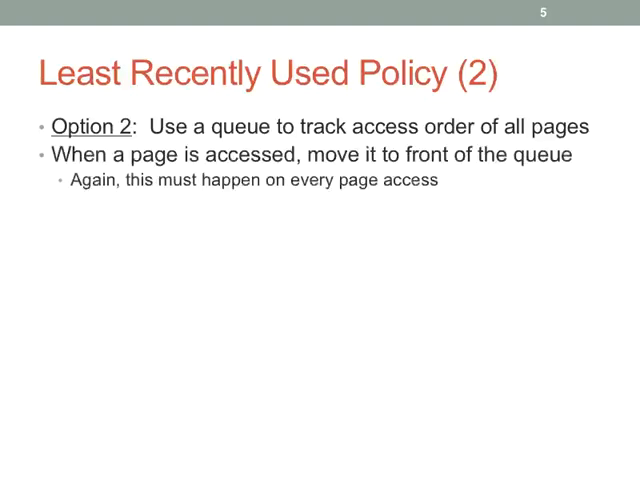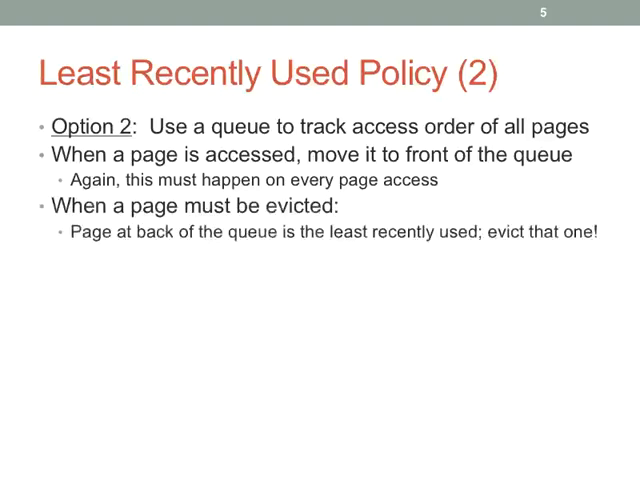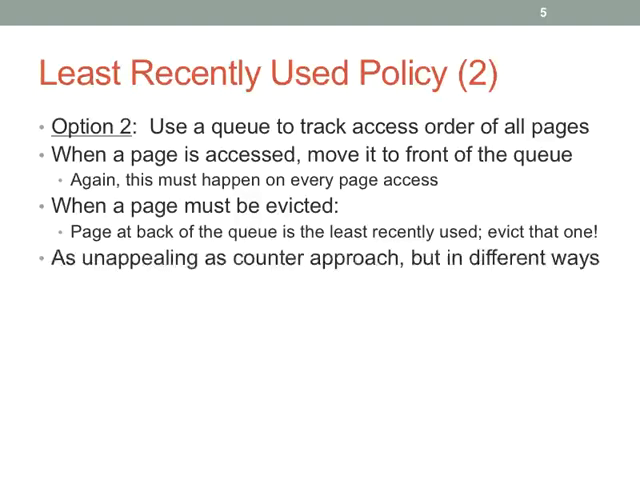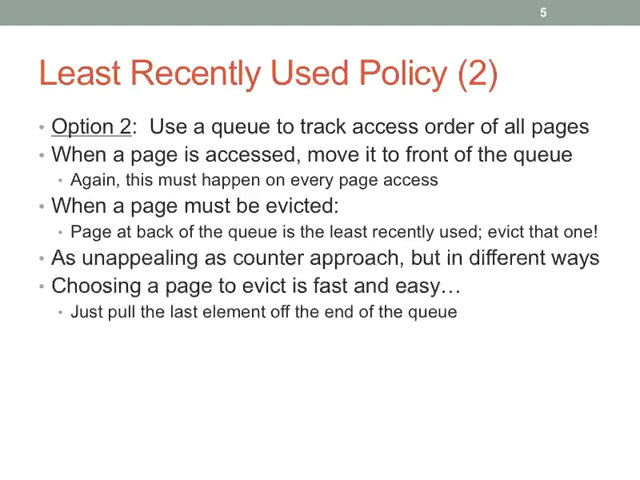And basically, when you access a page, the MMU would move it to the front of this queue. Okay? And so that happens on every page access. How fun and exciting is that? When you have to evict a page, well, that's now much faster because I don't have to linearly scan through all of memory. Now I just pull the page at the back of the queue. That's the one that gets evicted. And like I say, it is unappealing in the same way that the counter approach is unappealing. It just has different problems in different areas.